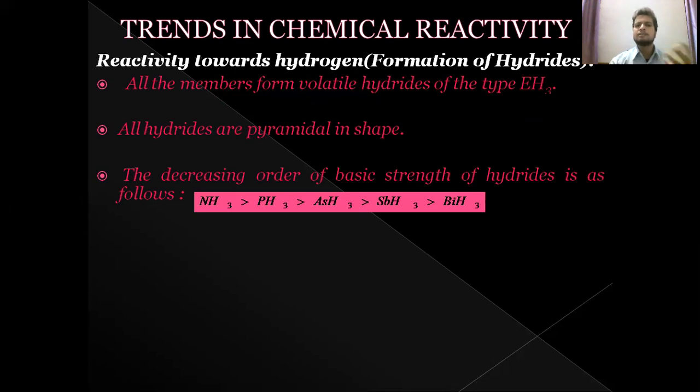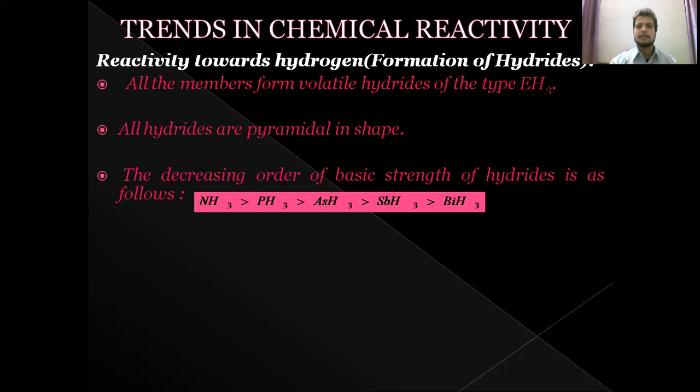Now, why is ammonia the most basic? Why does it have the highest basic strength? It is because of the size of ammonia. And remember, what kind of bases are they? They are Lewis bases, because all of these have a lone pair of electrons, which remains unshared, and that lone pair can be donated to another system. A system which can donate a pair of electrons is nothing but a Lewis base. So all of them have a lone pair, which makes them behave as Lewis bases.